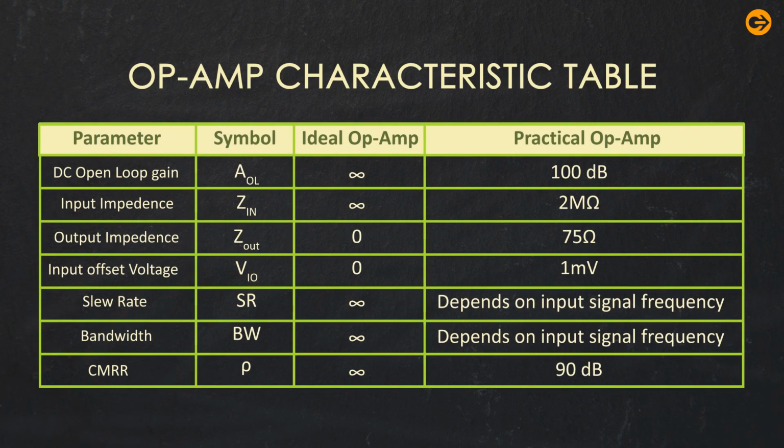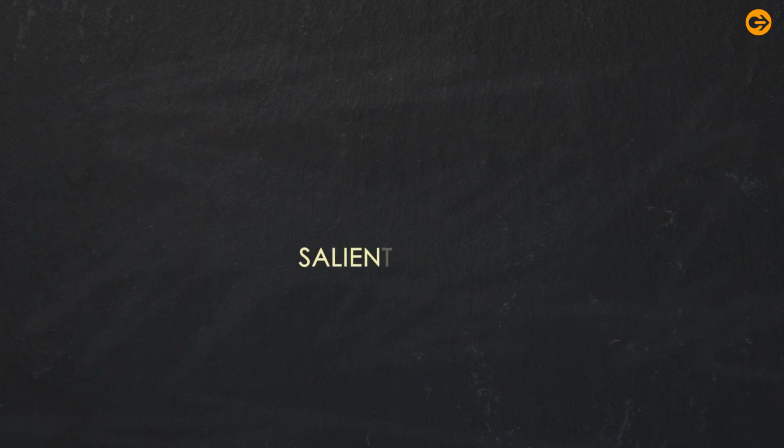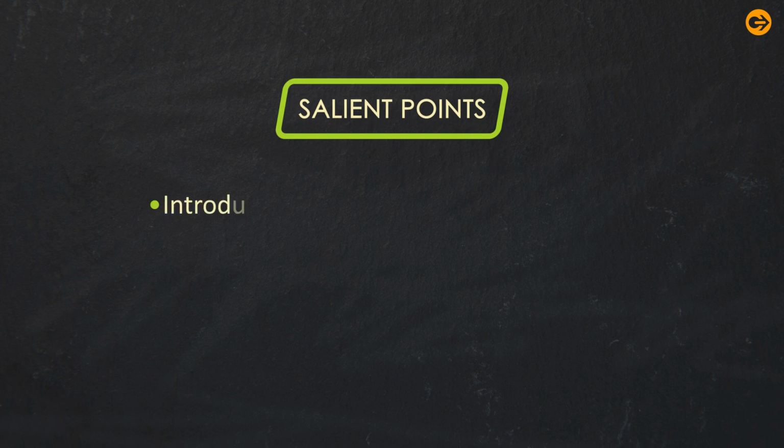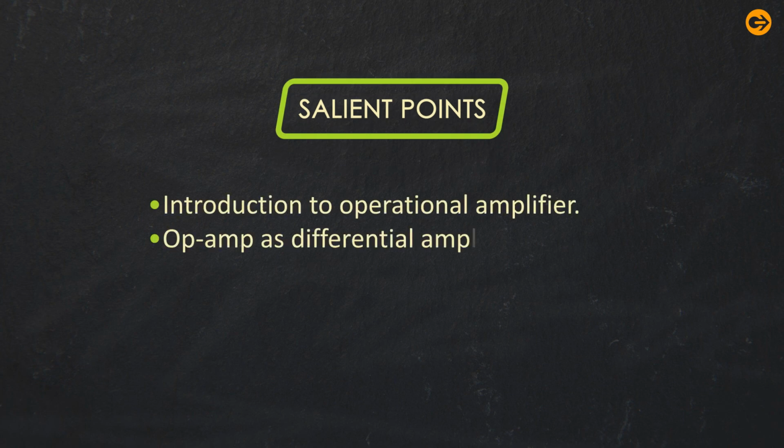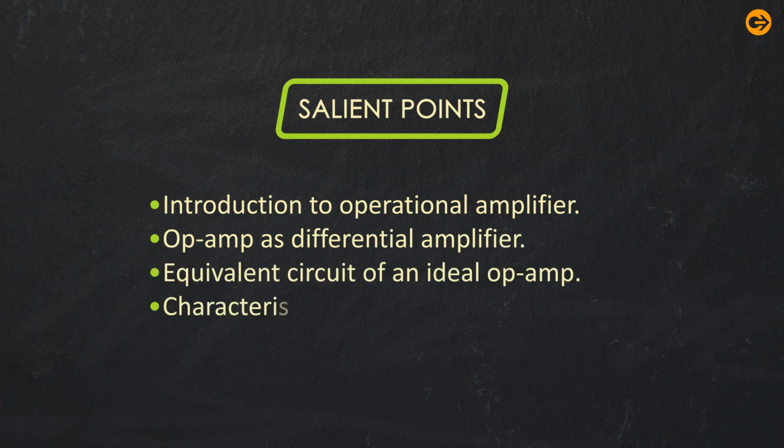Op-amp characteristic table. In this table, we can see all the characteristics of an ideal as well as a practical operational amplifier. This is all about this session, and today we have learned the introduction to operational amplifier, op-amp as differential amplifier, equivalent circuit of an ideal op-amp, and characteristics of an operational amplifier.